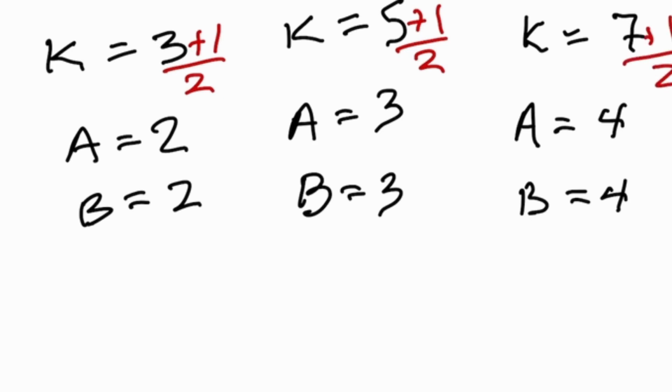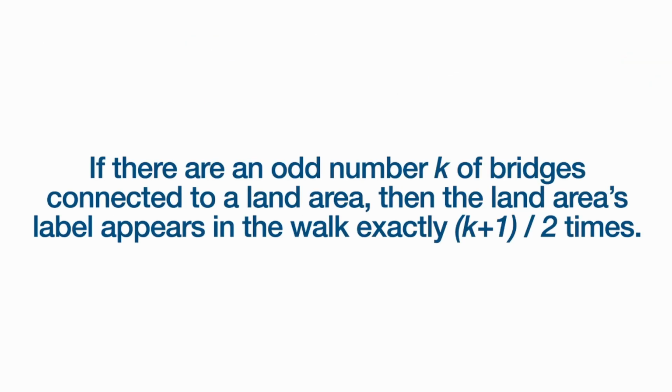Now you can argue precisely that this formula works whenever you have an odd number of bridges between two land areas. We won't get into the exact rigor in this video. The key takeaway is this. If there are an odd number K of bridges connected to a land area, then the land area's label appears in the walk exactly (K plus 1) divided by 2 times.